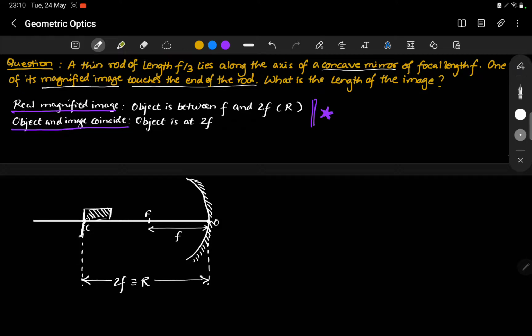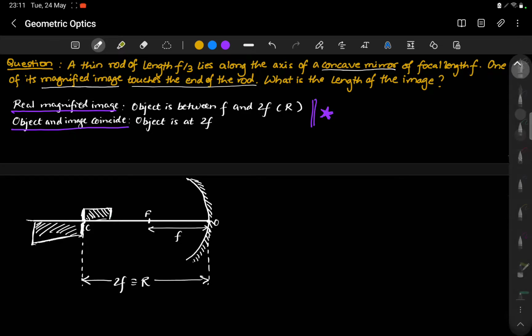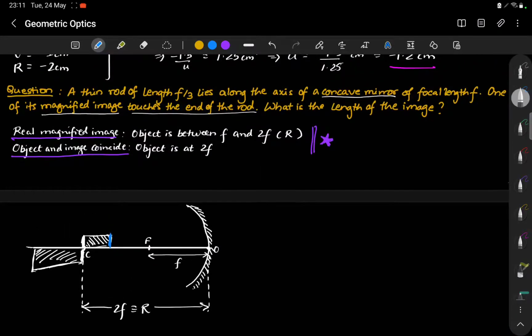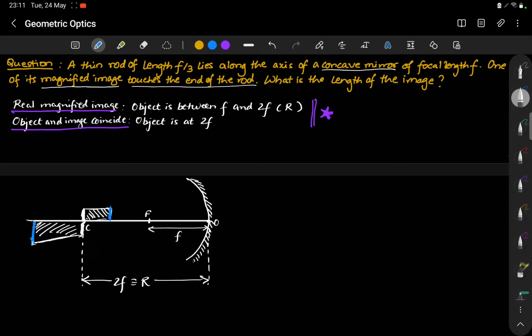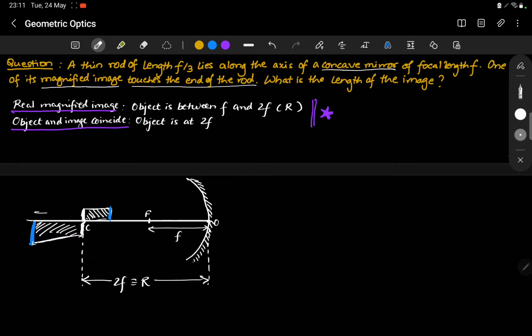So note that the image would be a little bit distorted. This is because this length over here is at 2f, so this will be of the same length, but the other end of the rod is between 2f and f, so that will be magnified. As a result, the rod will be of a little bit distorted shape. Now we need to find the length of this rod. The length would be this length we want to find out, given that this is f by 3.